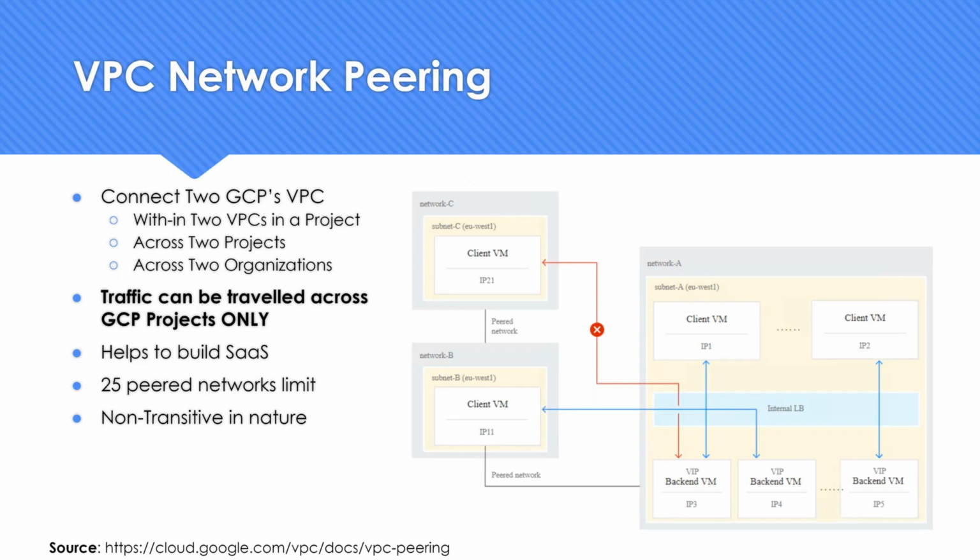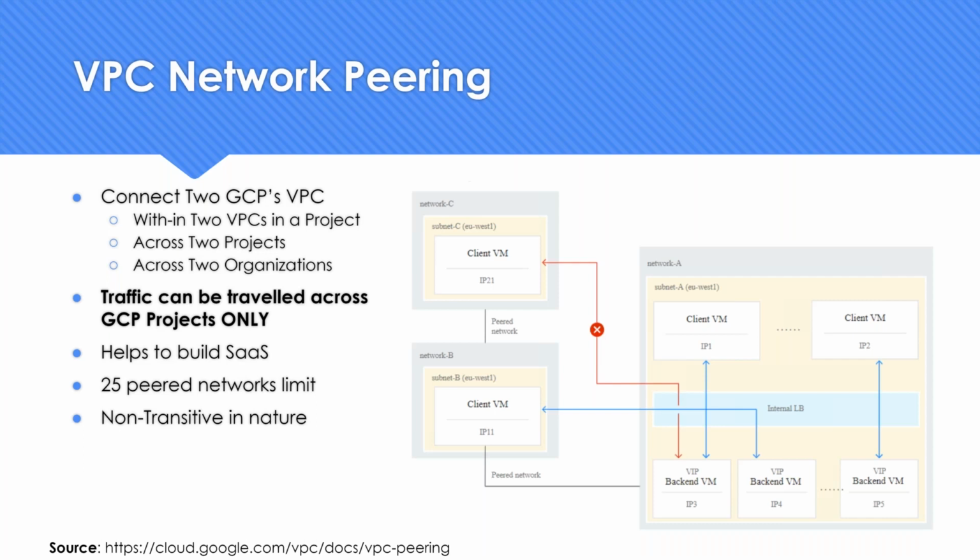Now, if you have two GCP networks, I can easily peer them. What do I mean by peering them? Basically, have a bridge between these two networks so that the instances, or Kubernetes clusters, can communicate with each other using internal IP addresses. Simple.